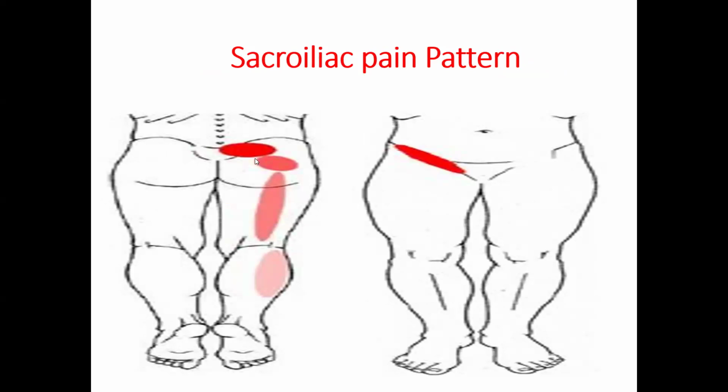Sacroiliac joint pain pattern, as you see: buttocks, the back of the thigh and back of the leg here, and the groin.